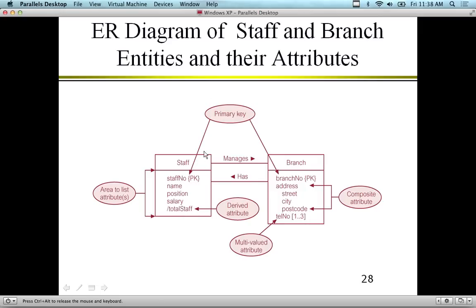And over here we have the area to list the attributes in, which is this lower box here. And then this derived attribute, which is going to be total staff. Total staff isn't going to come in from an entry that we're going to update. It would be senseless to put a total staff number in this particular box. So instead we're designating this as a derived attribute with this forward slash that's in here. So this is going to be total staff.